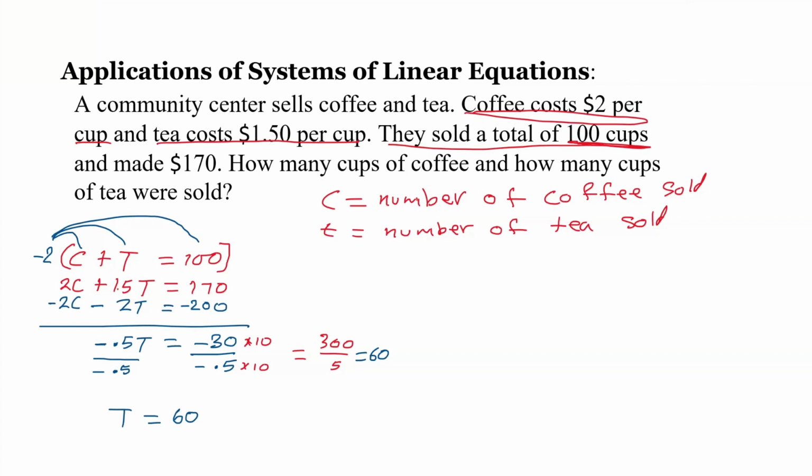Now to figure out how many cups of coffee, you have to substitute the 60 into one of the equations above. So I'm going to substitute the 60 into the first equation. C plus T, but T is 60, is equal to 100. If you subtract 60 from both sides, this tells you how many cups of coffee were sold, and in this case, 40 cups of coffee. So 40 cups of coffee were sold and 60 cups of tea.